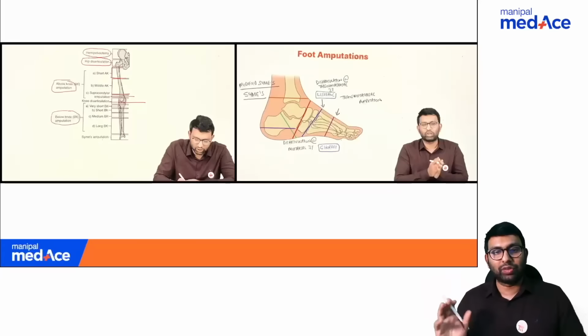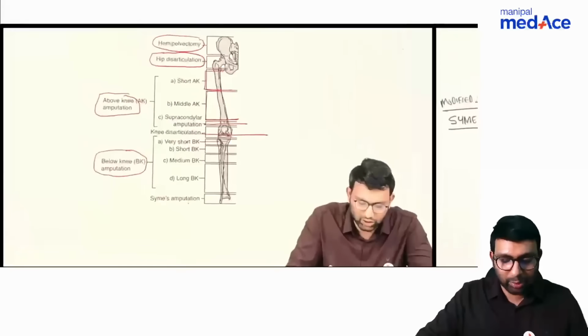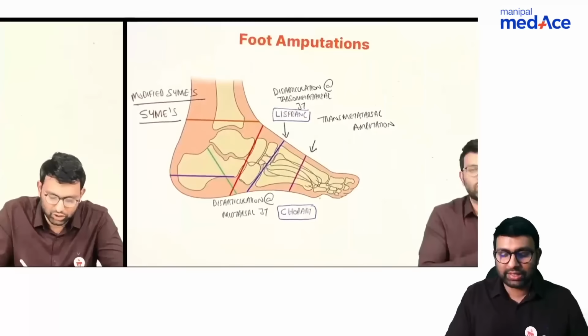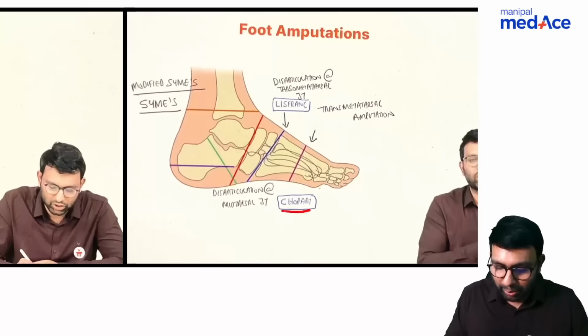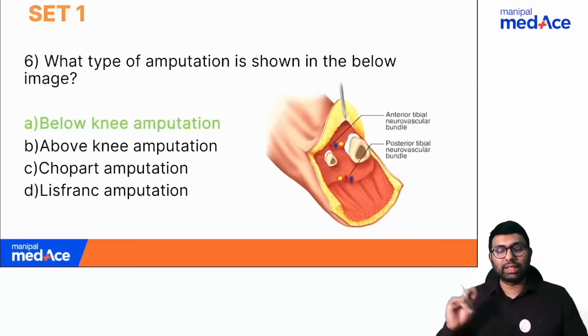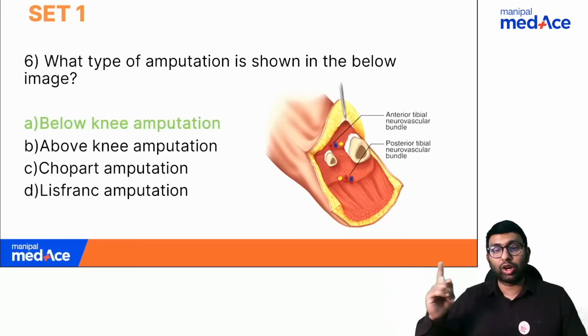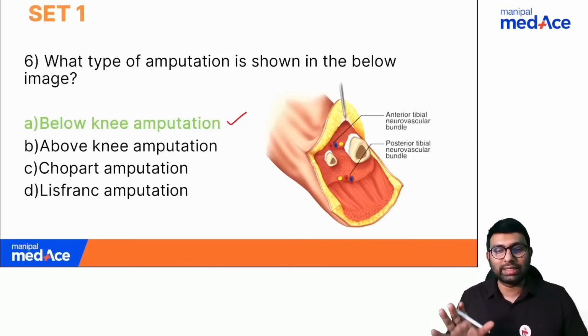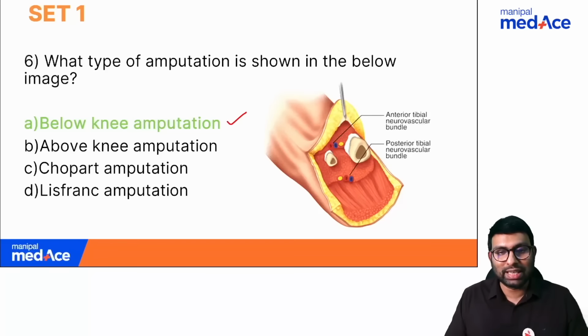Now let's go back to our lecture videos. What have we discussed here? We've discussed about this image where I've told you about different levels of amputation involving above knee and below knee amputation, and also we've discussed about foot amputations where Chopart's amputation is when there is disarticulation at the mid-tarsal joint, and Lisfranc's amputation is when there is a disarticulation at the tarso-metatarsal joint. Now coming back to our image, in the image we can see a remnant of tibia and a fibula. So it cannot be a foot amputation, it cannot be an above knee amputation, it has to be a below knee amputation. So a very simple answer, below knee amputation, because you see both those leg bones.